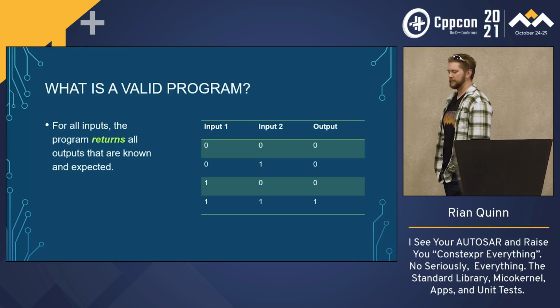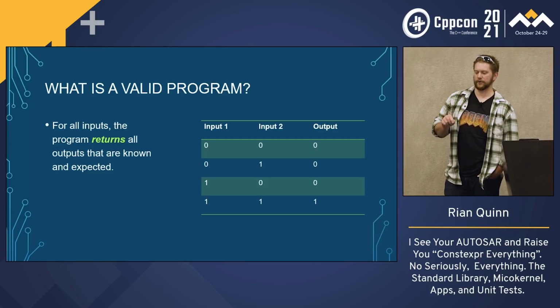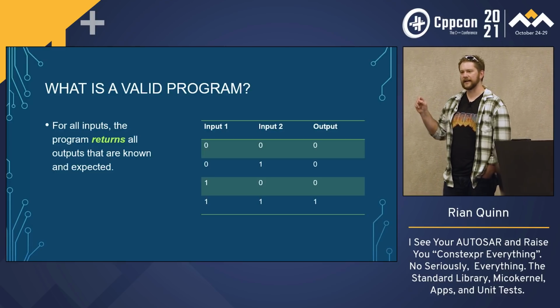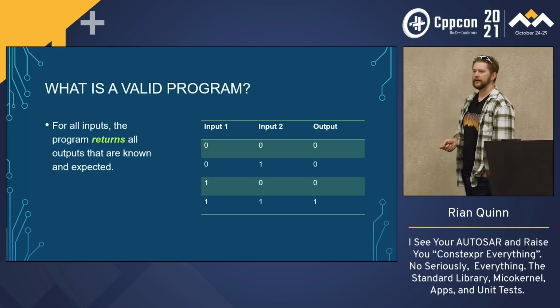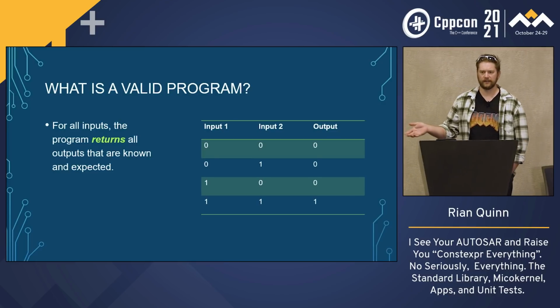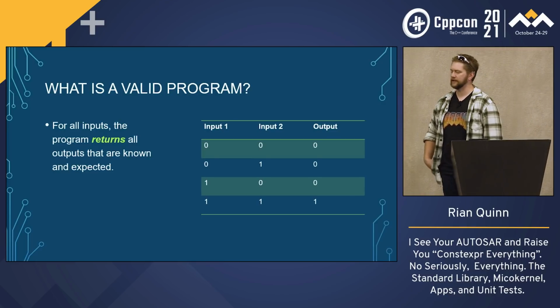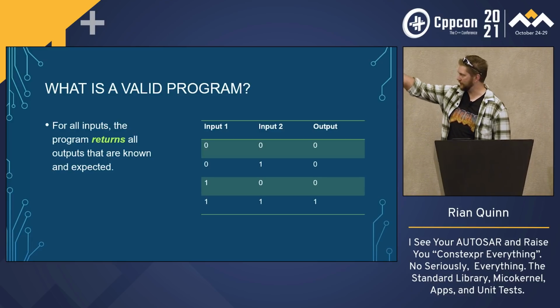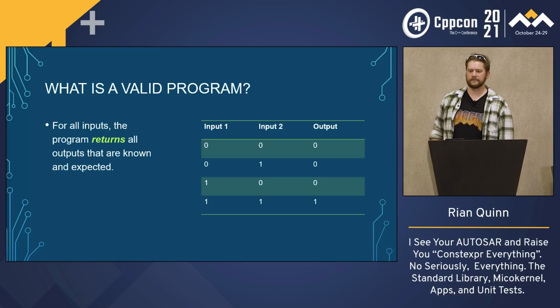So a valid program is a program in which for any input, we get an output that's known and expected. So here I've shown an AND gate, right? It's a very simple example of a program, but whatever inputs I give it, I get my expected output. That would be a valid AND gate.